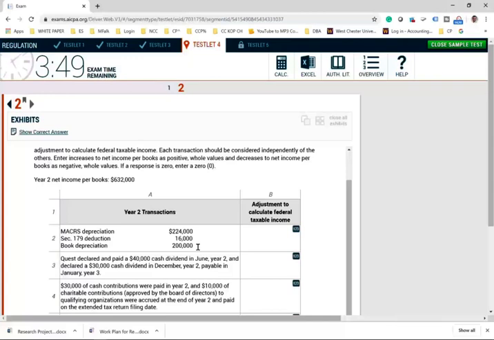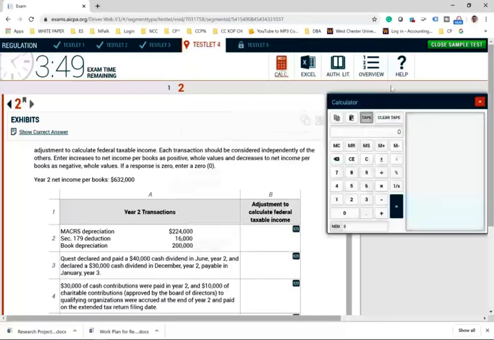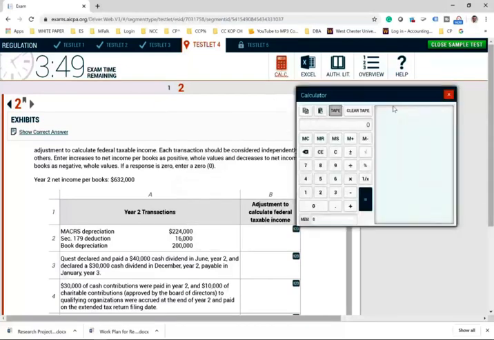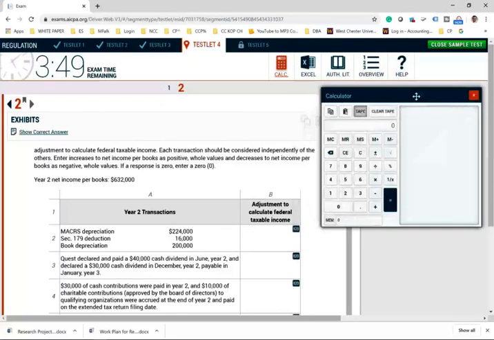In simple English, tax deduction is greater than book deduction. That's all they're saying. So what adjustment would you need to make? Well, if the tax deduction is greater, then I'm going to take more deductions, which means I'm going to reduce my taxable income. Here's what I'm basically saying in simple English: my book deduction is 200,000.